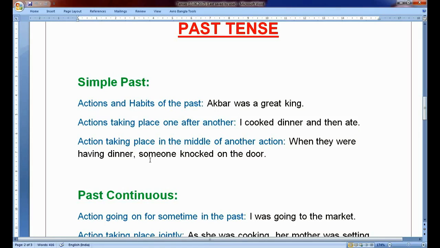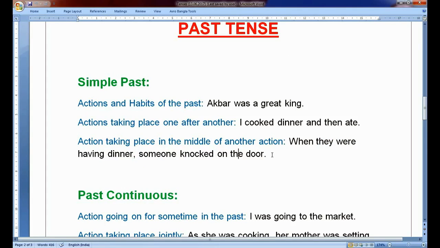Next, action taking place in the middle of another action. Here we have a set and a subset. The set is the major action and the subset is the minor action which is taking place in the middle of the major action. Example: when they were having dinner, someone knocked on the door.